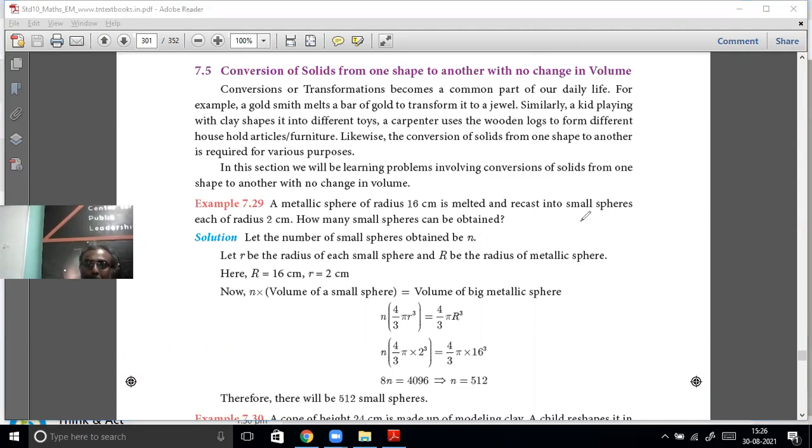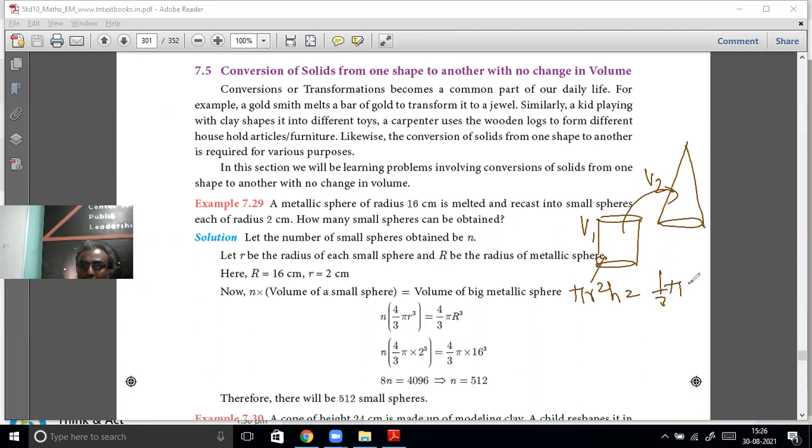There will be one volume 1 that will be, let us say, of a cylinder. Then there will be volume 2 that will be, let us say, of a cone. The cylinder is made into a cone. Then what you do? Pi R1 squared H1 is equal to 1/3 pi R2 squared H2. Like that you have to do. Then pi you cancel, and they will give some more information so that you will either have to find H1 or H2 or R1 or R2, like that.